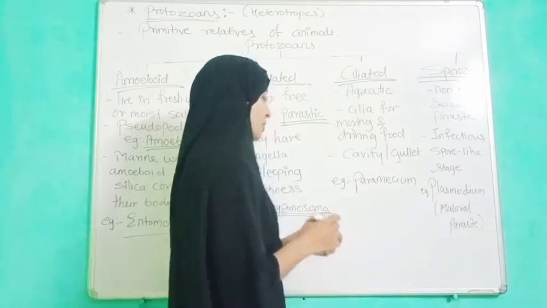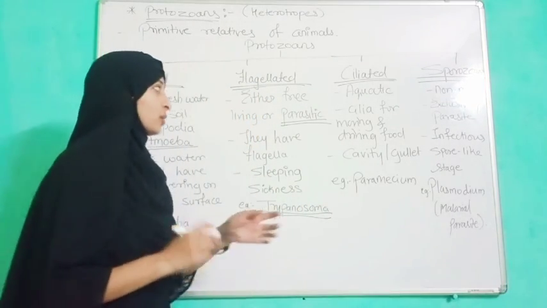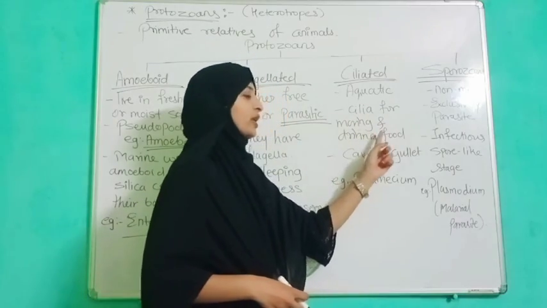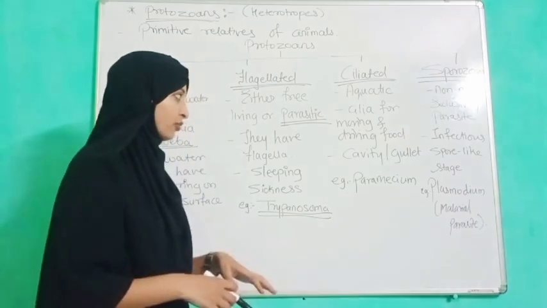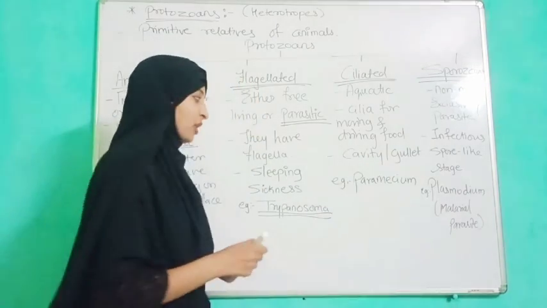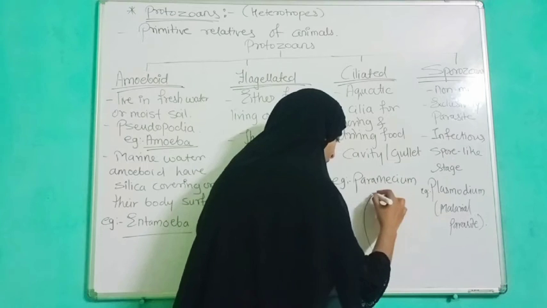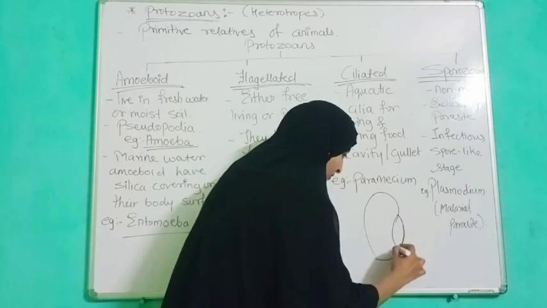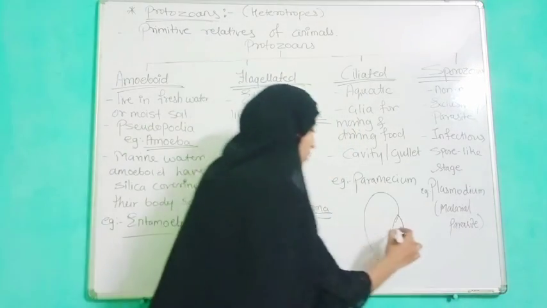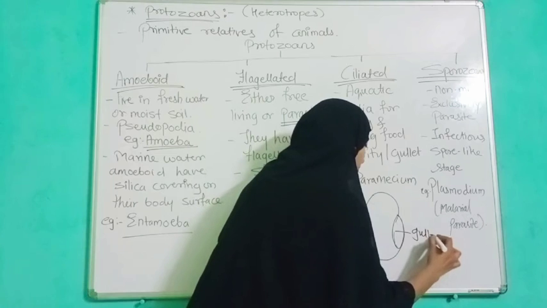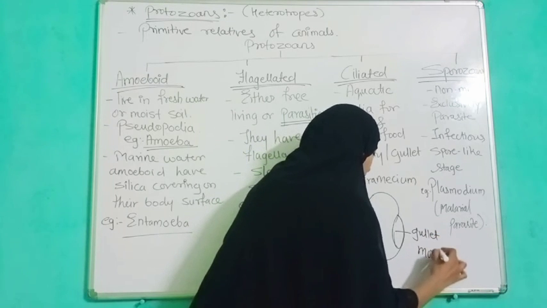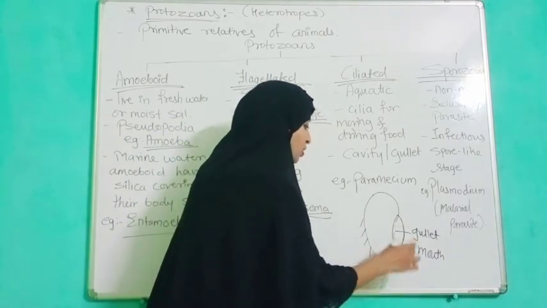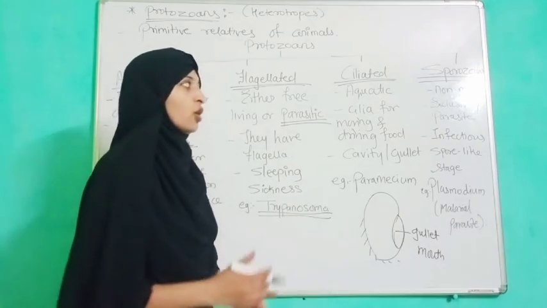Ciliated protozoans have thousands of cilia on their body. Mostly they are aquatic. Cilia are for moving and for driving and capturing food. They have a cavity or gullet. Take the example of Paramecium, a slipper-like structure, where the opening or cavity present on the surface of the body is known as the gullet or the mouth of Paramecium. So the cavity and thousands of cilia are present on the body surface for moving and driving food.